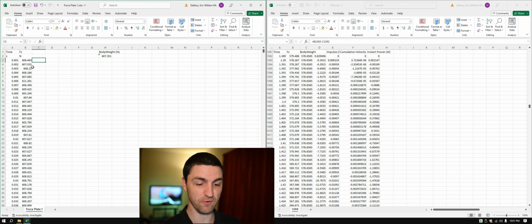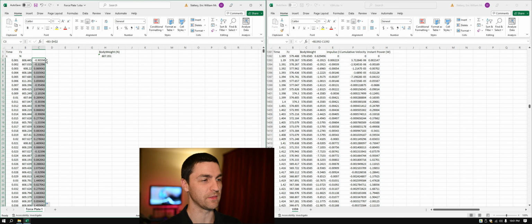So what we need to do first is figure out the difference between the force that's being read by the force plate and their body weight. I'm just going to come back to here. I'm going to put some dollar signs in here. That's going to always point to the body weight for this. Then I'm just going to go ahead and hit the down.